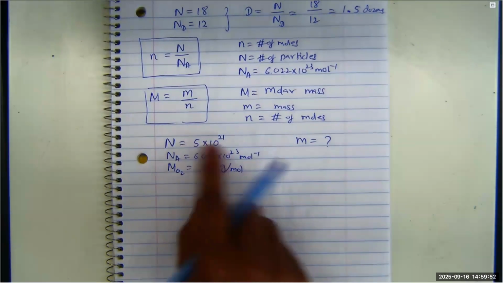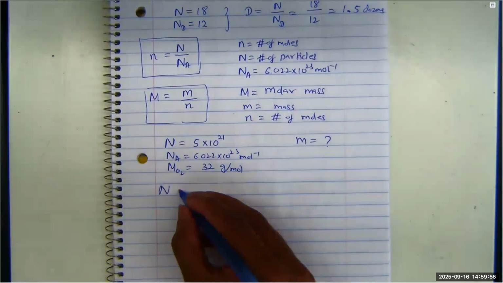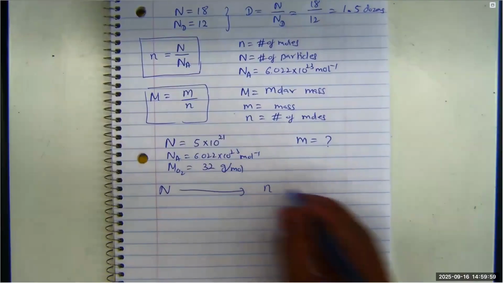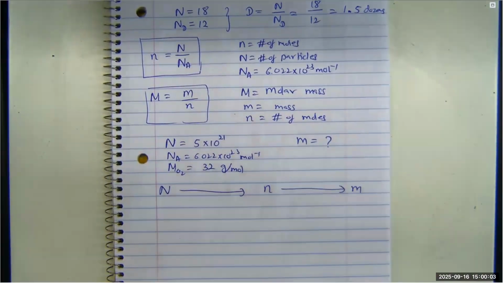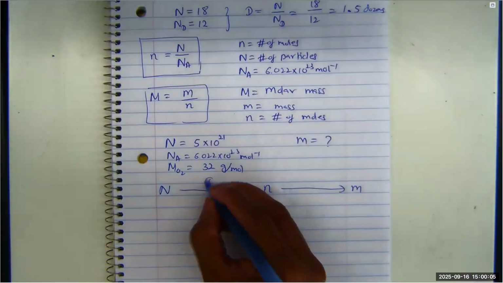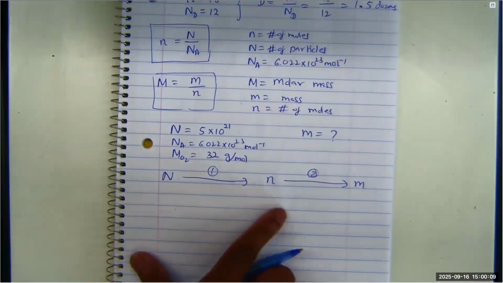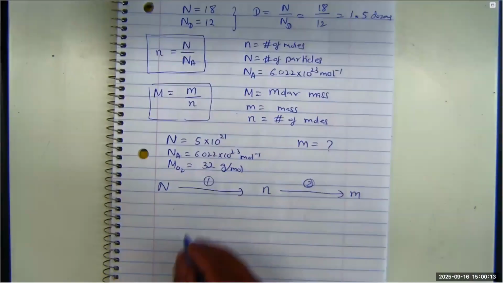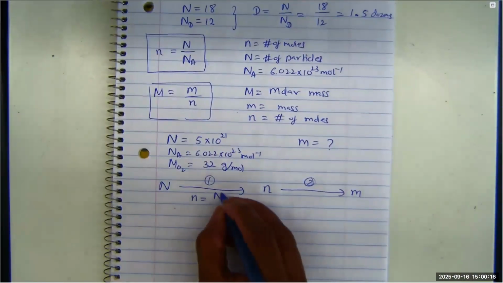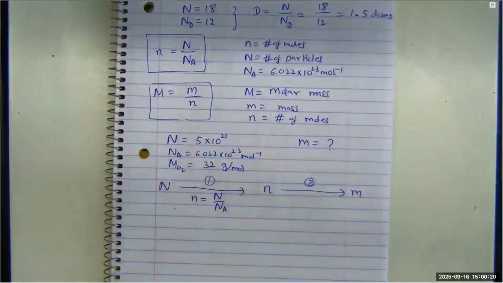Now we cannot go directly from number of particles to mass. First thing we need to do is when we have N, we need to convert that to number of moles, and then number of moles we need to convert to mass. There should be 2 steps like that. So step 1, step 2. How do we get number of moles, lowercase n, from uppercase N? With the first equation over here, you can see that number of moles is N divided by the Avogadro's number. That's number 1. That's the first step.